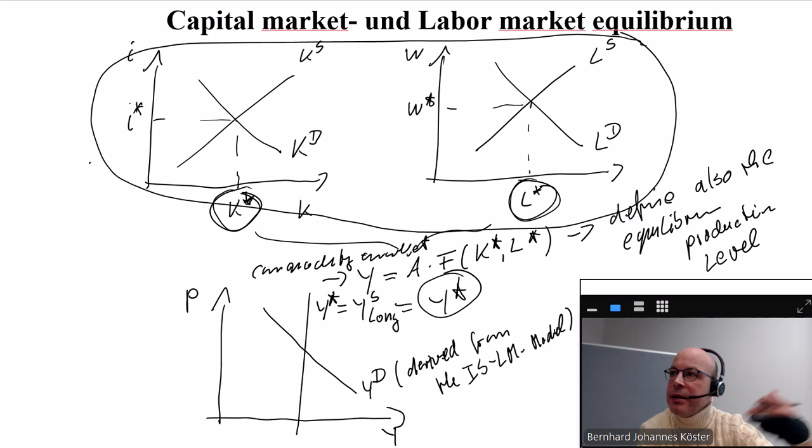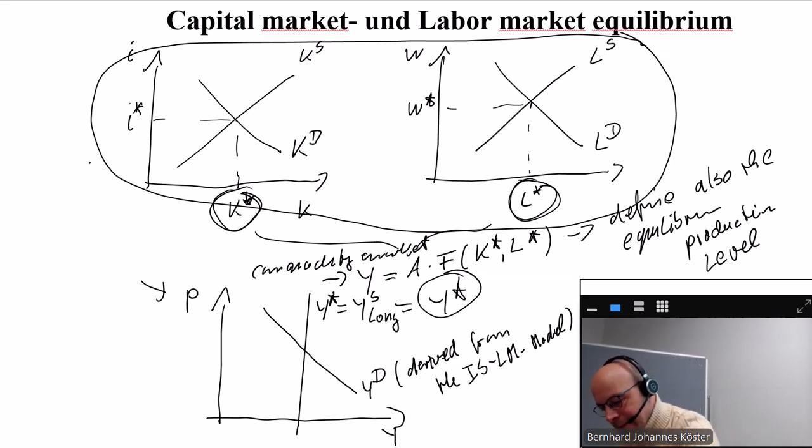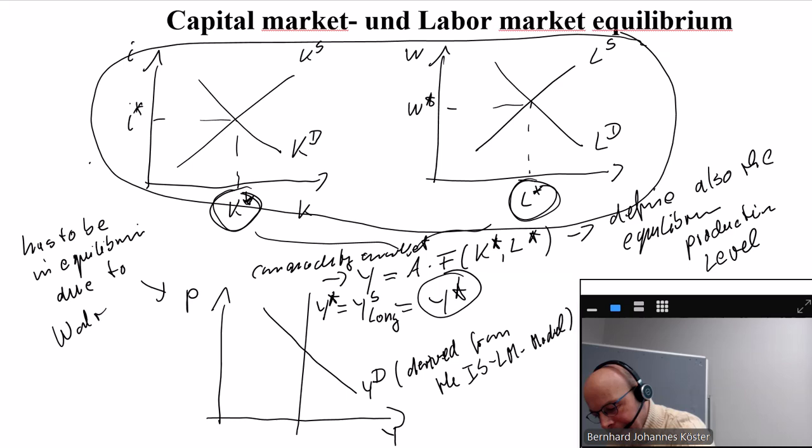So because of this, we do not have to additionally go through all the optimization program for the commodity market, because due to Walras' law, this market has to be directly in equilibrium as well. It has to be in equilibrium due to Walras' law.